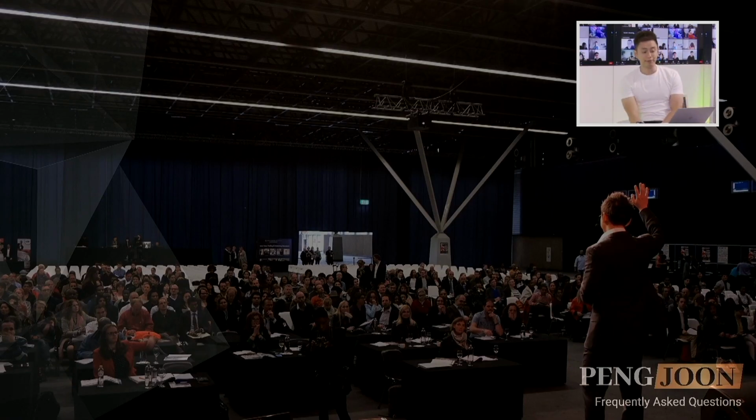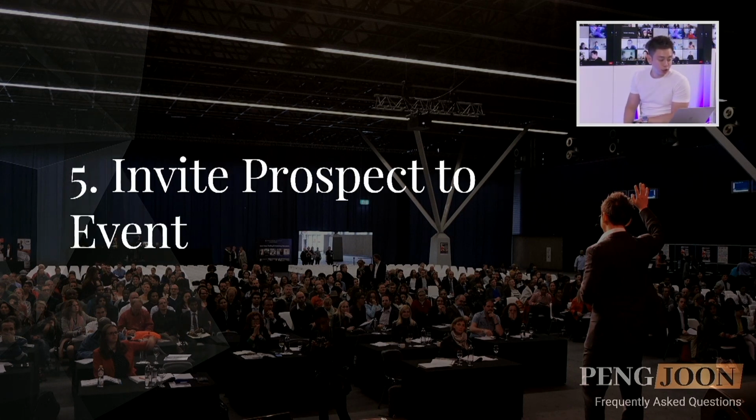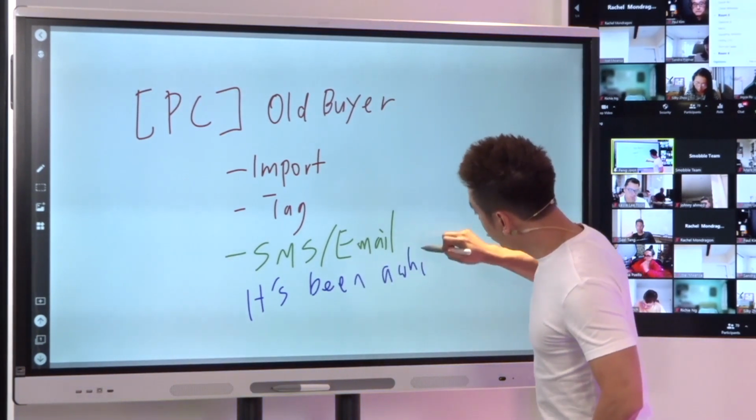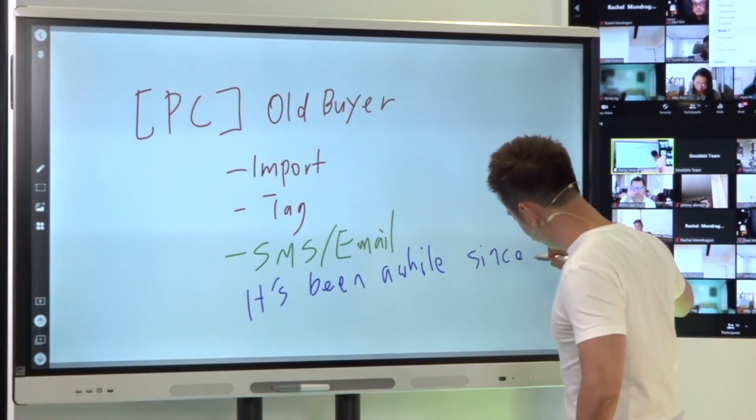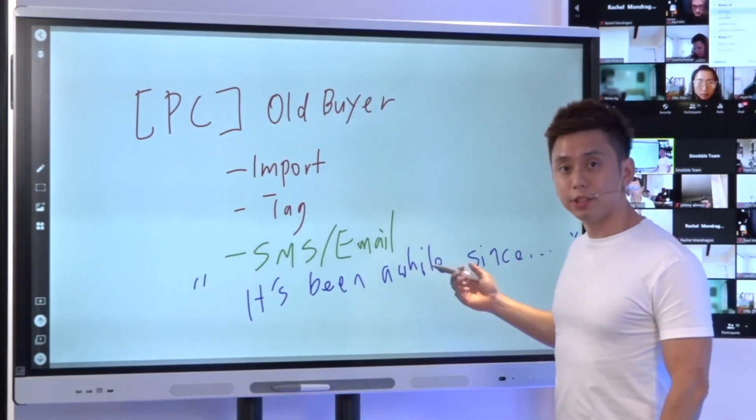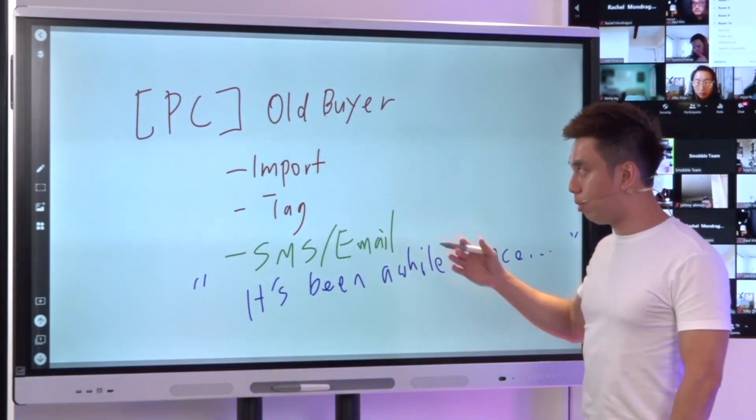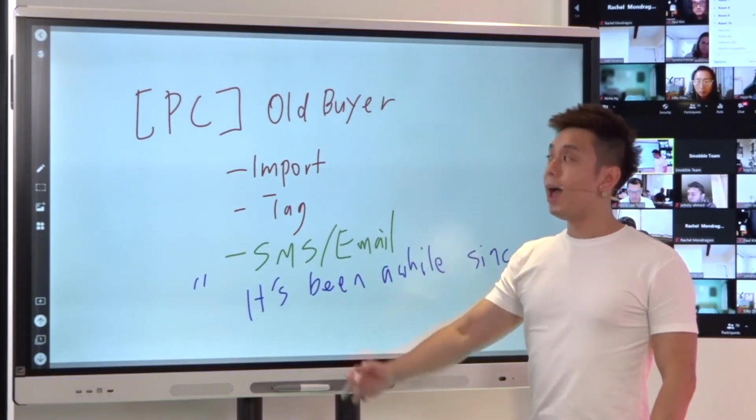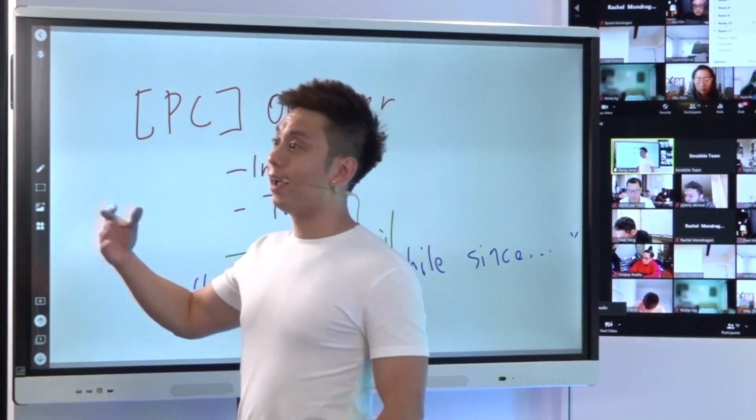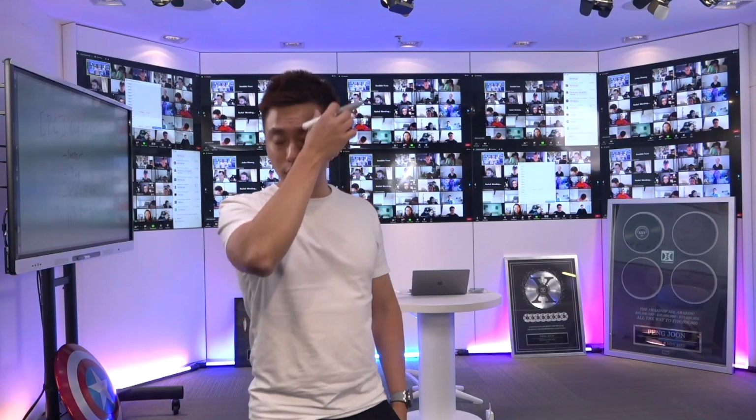Next one, number 5, which is something you've seen me do a lot. Number 5 is literally inviting the prospect to an event. Please write this down. It's been a while since you bought my book, Platform Closing, and I want to be able to invite you to an upcoming event to show you how you can take this skill set to the next level.